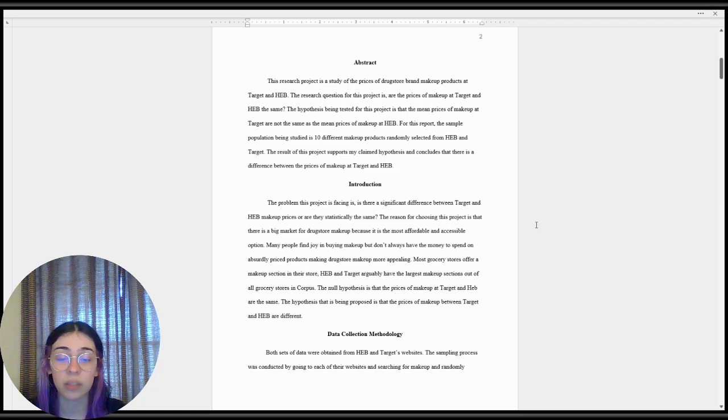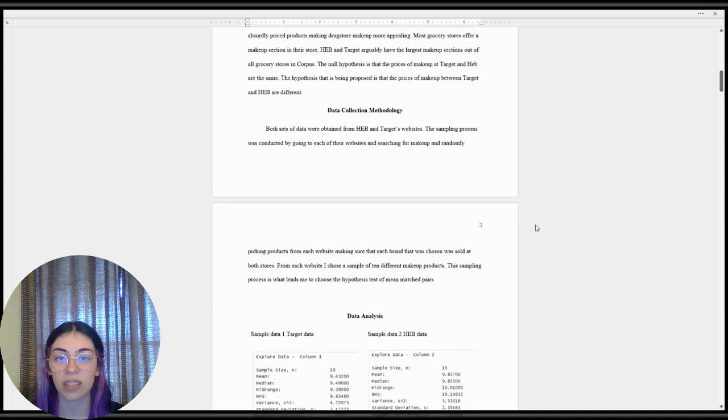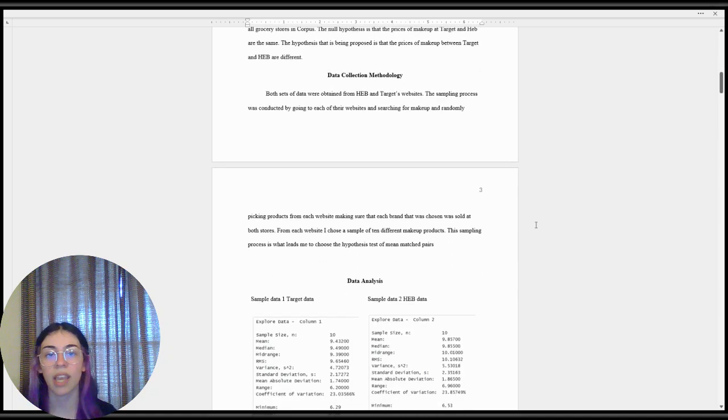The hypothesis that is being claimed for this project is that the mean prices of makeup at Target and the mean prices of makeup at H-E-B are different from one another. The data collection method was a random sampling process that was conducted by going to H-E-B's website and Target's website and picking a makeup product from one of them and then going to the other and picking that same exact makeup product from the other and then writing down the two prices of them.